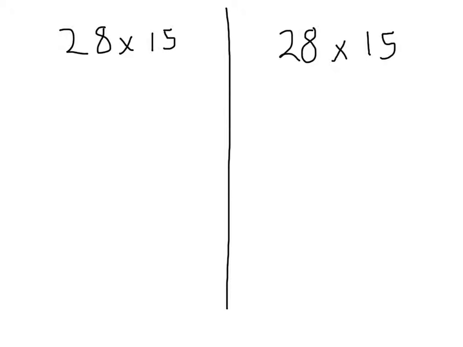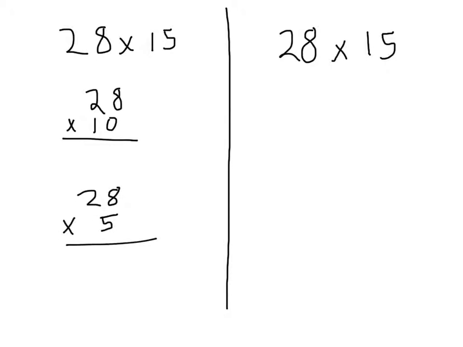Alright, so breaking apart one number, we could do 28 times 10 and 28 times 5. So we will do 28 times 10 is pretty simple. It's just 28 with a 0 on the end. 8 times 5 is 40. 2 times 5 is 10, plus 1 more is 14. So we have 140 plus 280. That should be 420.